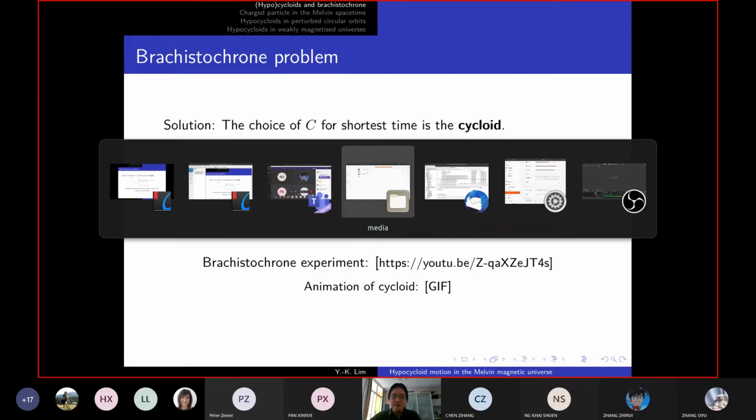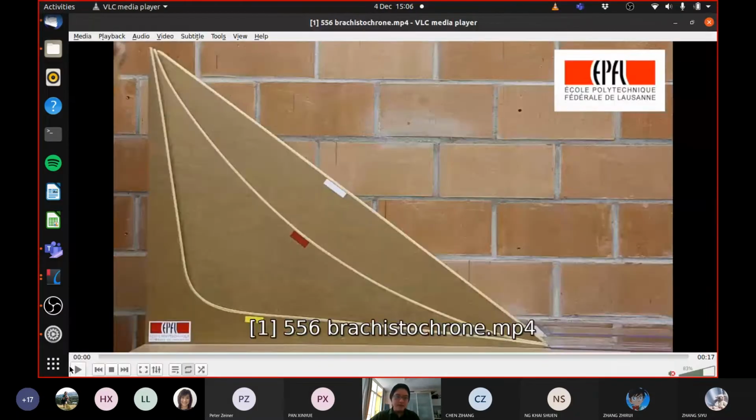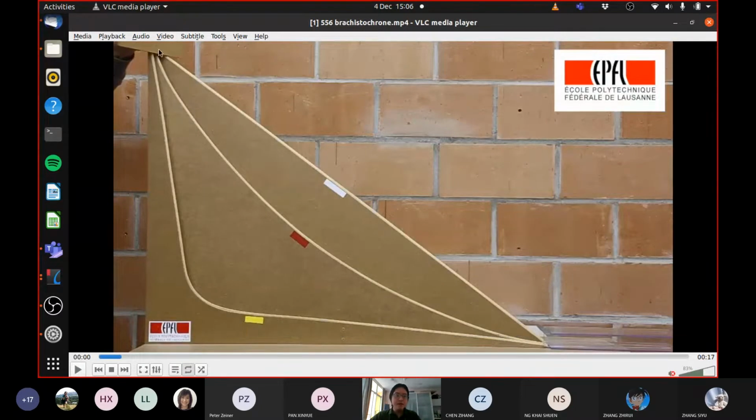So I'm going to show you a video. In this experiment, this person will release 3 rolling balls along 3 different paths. I have a straight line, which is a blue ball. This is the cycloid, our answer, the red ball. And the yellow ball takes this type of path. So this person will release the 3 balls, and we will see which arrives at the end point first. So who will be the fastest, right?